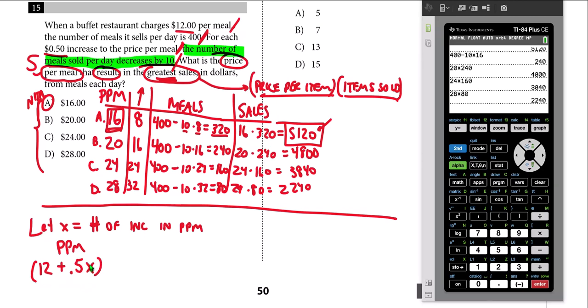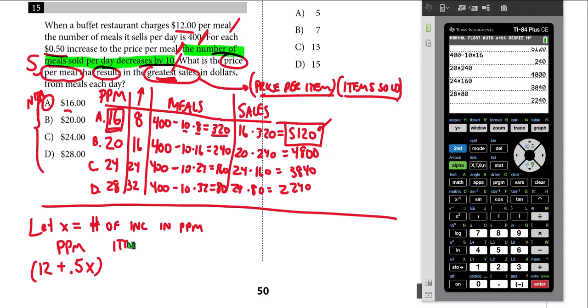If X is 0, I'm just at 12. If X is 1, I'm at $12.50. If X is 2, I'm at $13. When X is 8, 0.5 times 8 is 4. 12 plus 4 is 16. So this expression right here is going to give me my price per meal in terms of the number of increases of 50 cents in the price per meal.